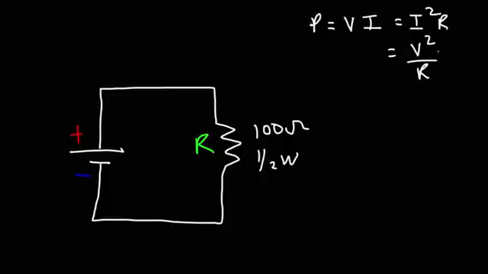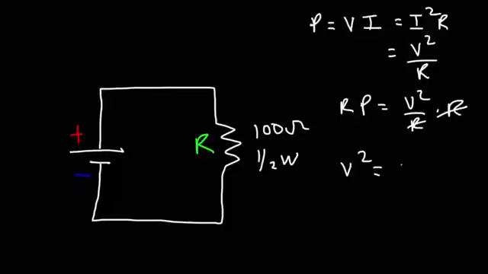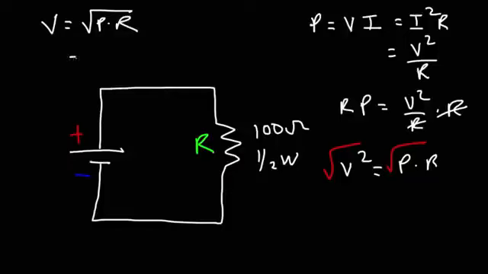So we're going to use this formula. P is equal to V squared over R. Now, because we're solving for V, we're going to rearrange the equation. I'm going to multiply both sides by R. So I get V squared is equal to the power times the resistance. Taking the square root of both sides, we get the formula to calculate the maximum voltage that should be applied across the resistor. So V is equal to the square root of P times R.